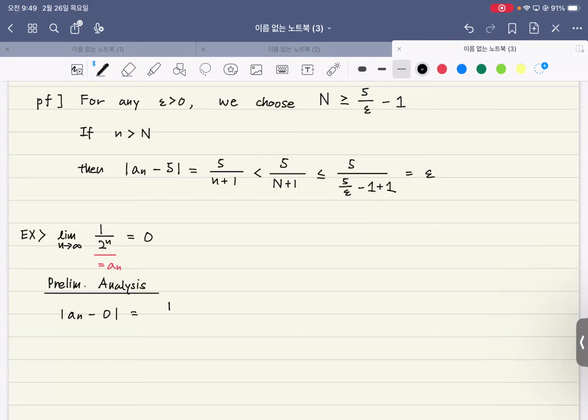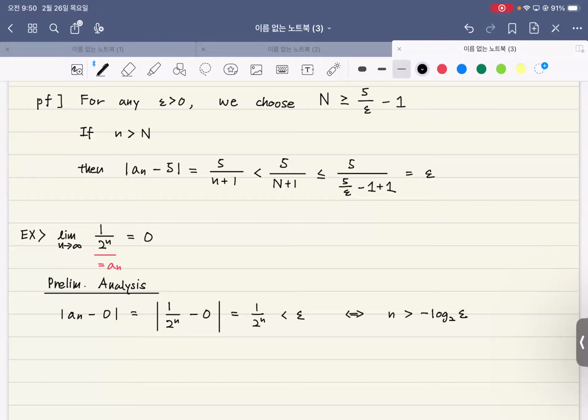In this case, this is just easy. I do not need these absolute values. I require that this is less than epsilon. So all I need to do is solve this last inequality for n. So n must be greater than negative log base 2 of epsilon.